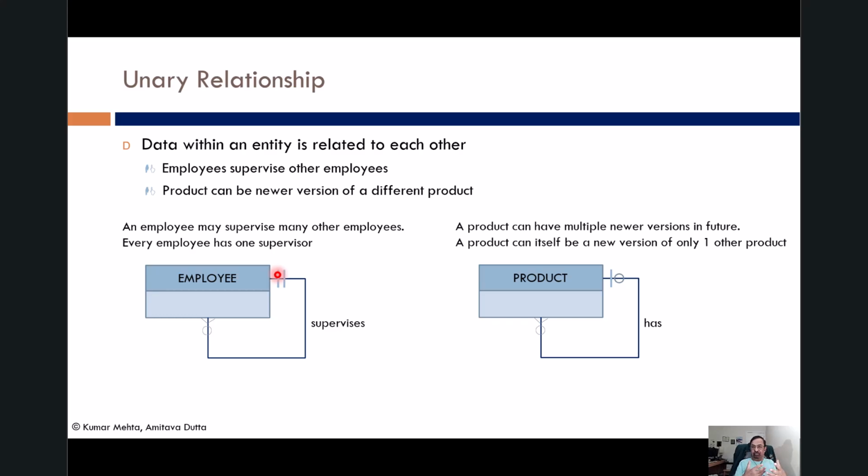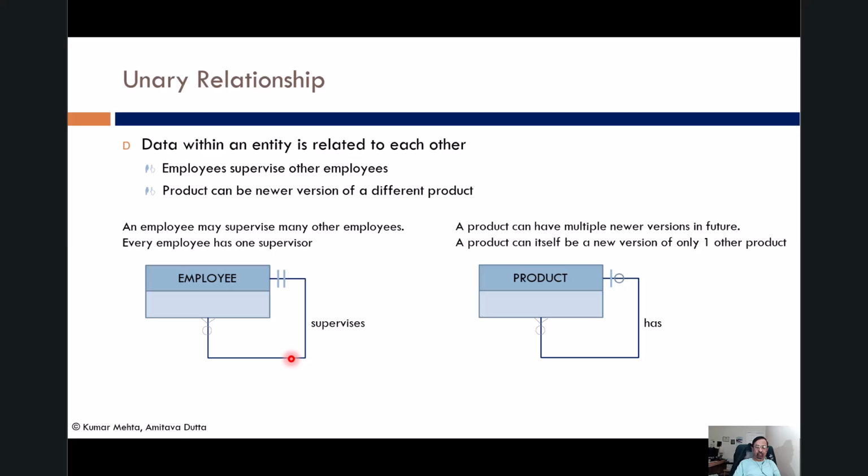In a matrixed organization, one employee could have multiple bosses. So let's say they're working on 3 projects, and each project has a different boss, a different supervisor. Then you could have an employee that is supervised by multiple employees. In that case, this picture would not be accurate.